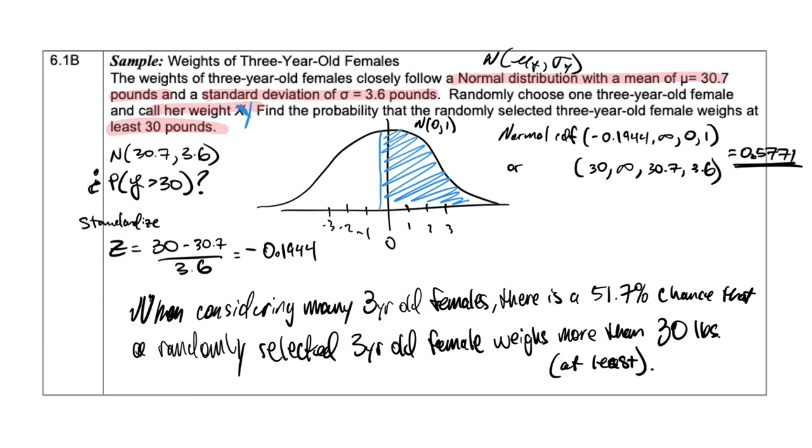So what does this mean in context? What does all this mean if I'm just telling a parent, right? When you see those growth charts, they just don't go, your kid's here. What does it mean? So in this context, when considering many 3-year-old females, there is a 57.7% chance that a randomly selected 3-year-old female weighs more than 30 pounds. In context, 3-year-old females, and units, pounds. Also, you can replace more than with at least. That would be the same because that's what it's asking here: weighs at least 30 pounds.